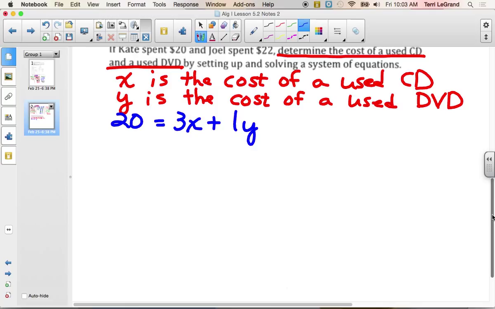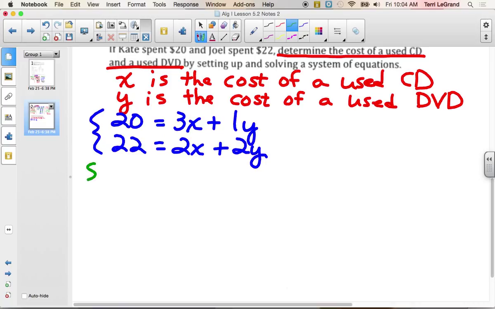What would our equation look like for Joel then, since he's the other one involved in this? 22 equals 2x plus 2y. Joel spent $22, bought 2 CDs and 2 DVDs. There's our system of equations. What do you want to do? You're going to solve for X and Y. Solve the first one for y. Okay, let's solve the first equation for y.